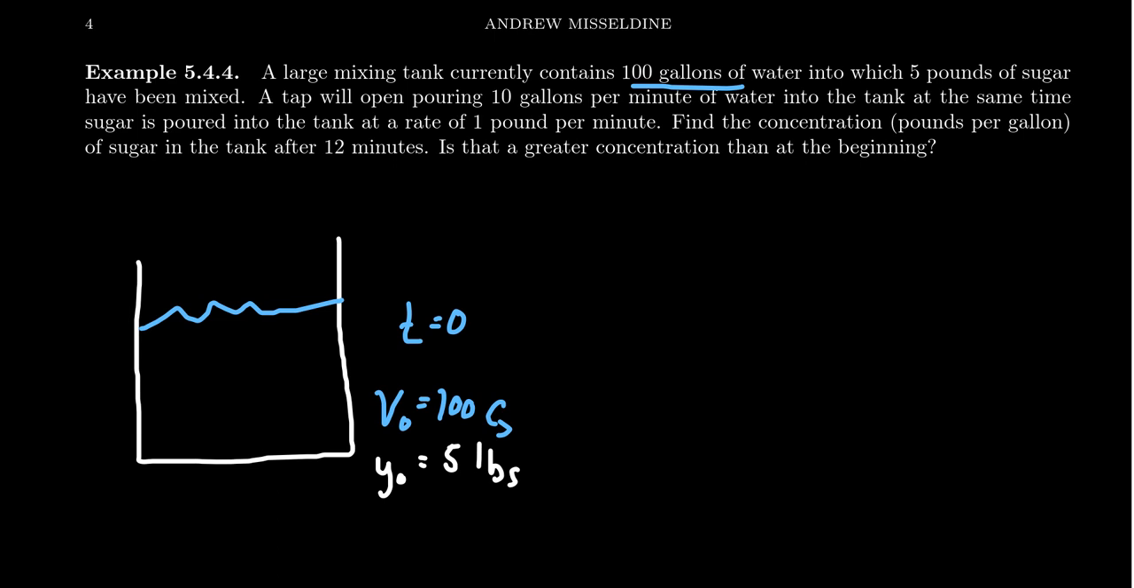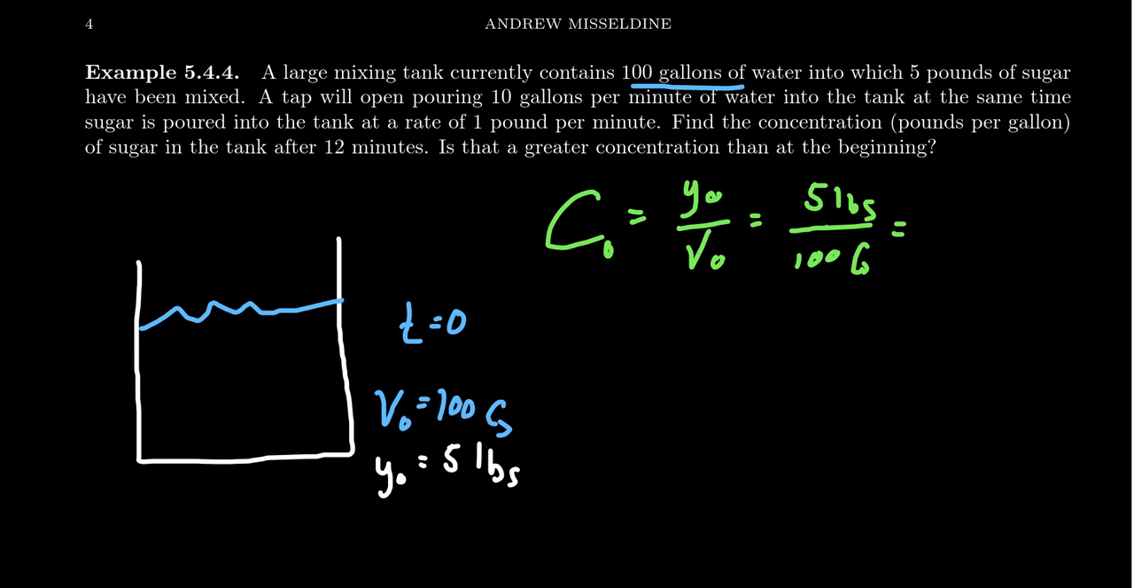And so I want you to think of this for a second. This gives us a concentration. The concentration of our sugar at the beginning is just going to be our initial concentration, C0, which is Y0 divided by V0, which would give us 5 pounds of sugar per 100 gallons of water. Since we're dividing by 100, we can just move the decimal over by two places. So we have this 5% concentration, basically, which really we should think of as just units. We have 0.05 pounds per gallon. So that's not a super high concentration. This 5% concentration is going to help us answer the later question, just initially.